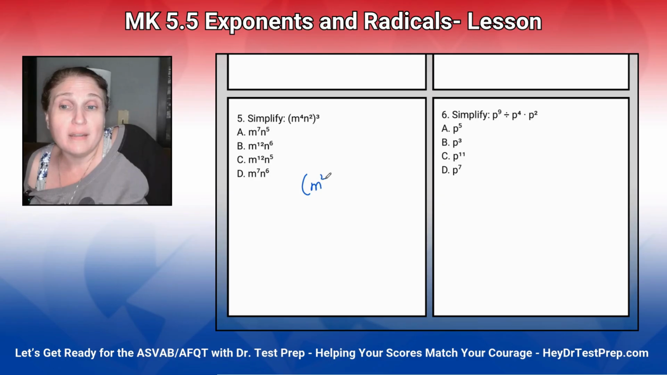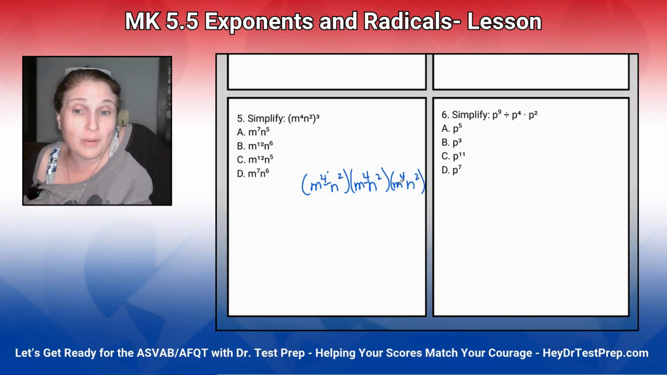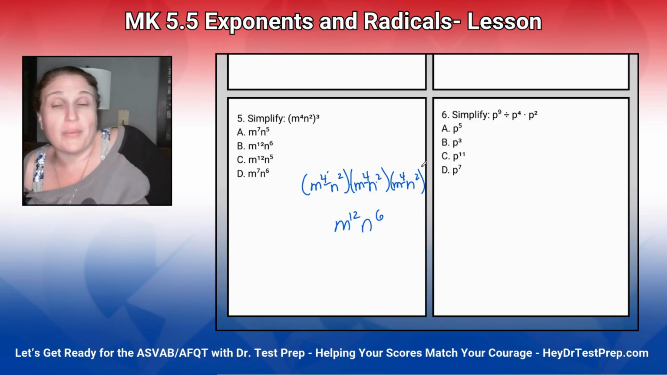We can multiply it out like this because this is saying that it's going on 3 times. And then we would add the exponents. 4 plus 4 plus 4 is 12. 2 plus 2 plus 2 is 6. So that's the longer way. That's only the medium way. There's a longer way after that.